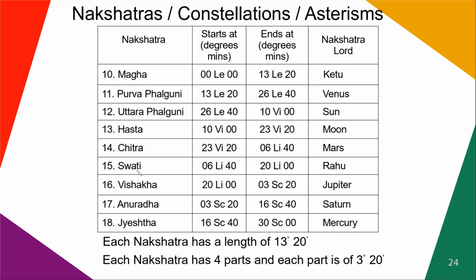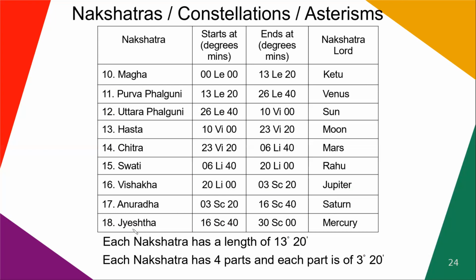Number 15 is Swati. It starts at 6 degrees 40 minutes in Libra and ends at 20 degrees in Libra. Rahu rules Swati Nakshatra. Number 16 is Vishakha. It starts at 20 degrees in Libra, ends at 3 degrees 20 minutes in Scorpio. Jupiter rules Vishakha. Number 17 is Anuradha. It starts at 3 degrees 20 minutes in Scorpio and ends at 16 degrees 40 minutes in Scorpio. Saturn is the ruler of Anuradha.